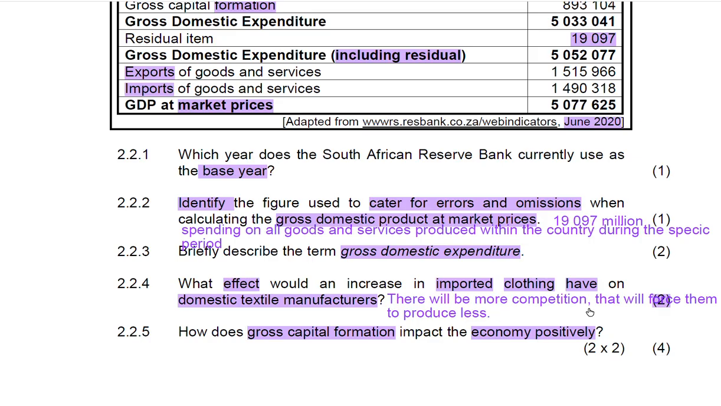For each statement that you bring, you get 2 marks as long as it's correct. So since you have 2 times 2, it means you need to provide only 2 statements, not more than 2. Make sure what you bring forward in your solution is the correct answer, and that you believe it is what will earn you marks. Do not write 3, 4. You will be wasting your time, and the examiner will be marking only the first 2 that you would have provided. So, how does gross capital formation impact the economy positively?